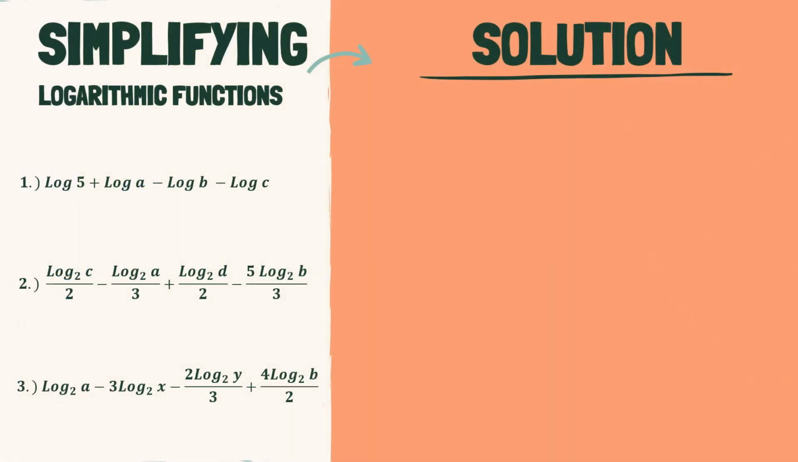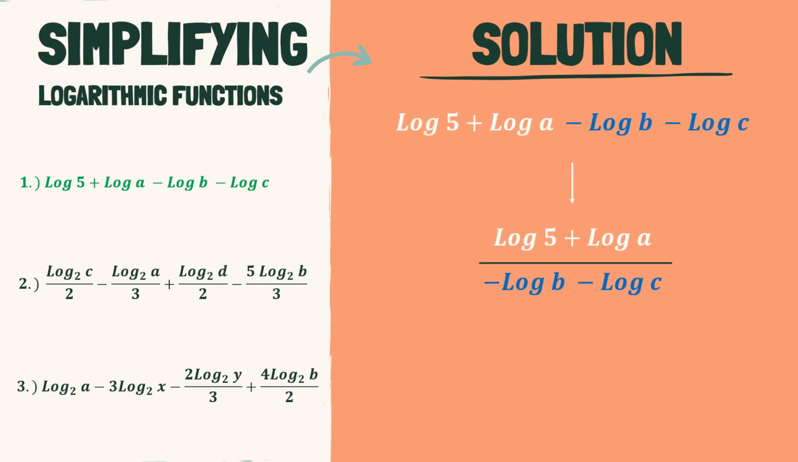Let's have example 1. Log of 5 plus log of A minus log of D minus log of C. Both 5 and A are positive, therefore they are located in the numerator, while log of B and C are negative. The simplified answer is log of 5A over BC.